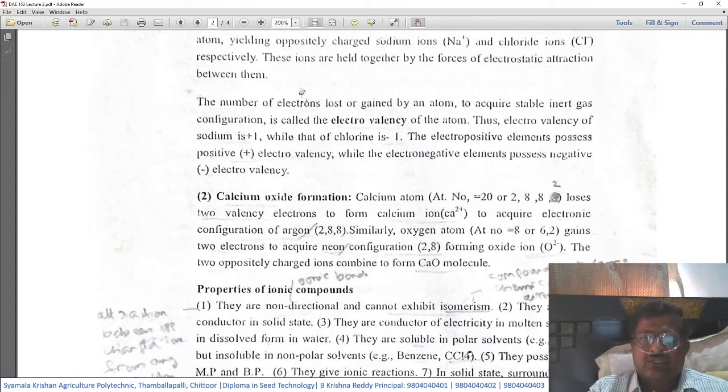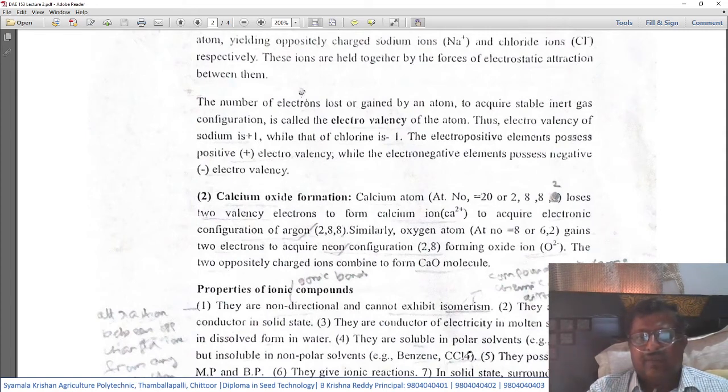to acquire the electronic configuration of argon, that is 2, 8, 8. That means these 2 electrons will get transferred. So it becomes 2, 8, 8. This is similar to that of argon electronic configuration. Similarly, the oxygen atom, which has atomic number of 8, will have a configuration of electrons as 2 and 6, and gains 2 electrons to acquire neon configuration.